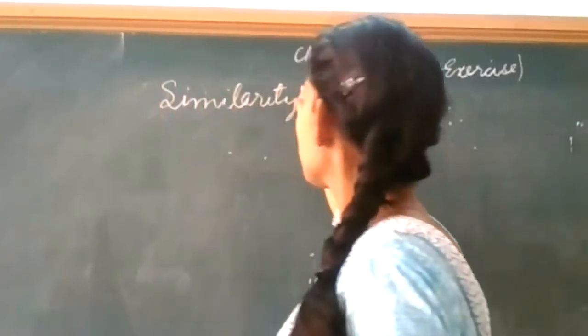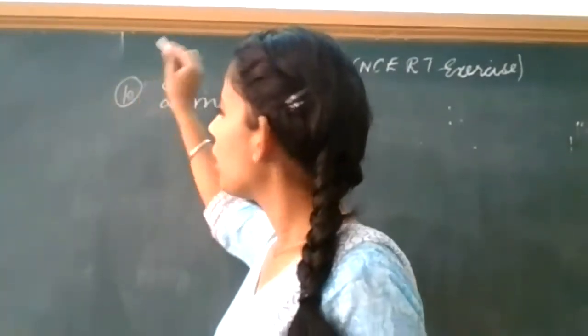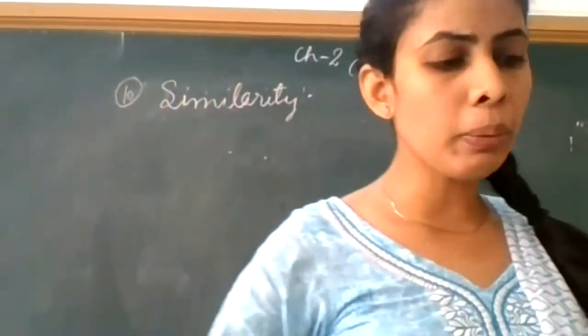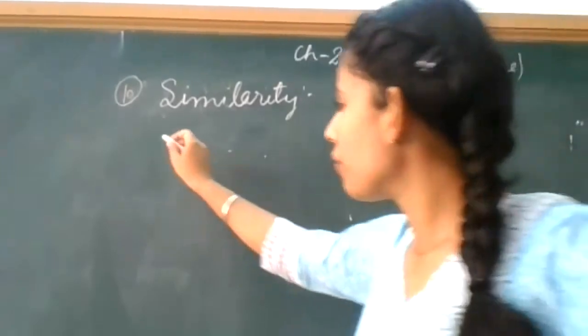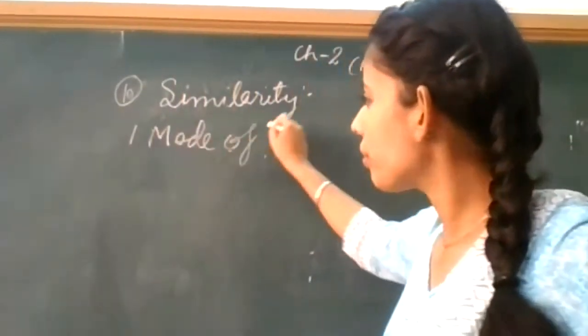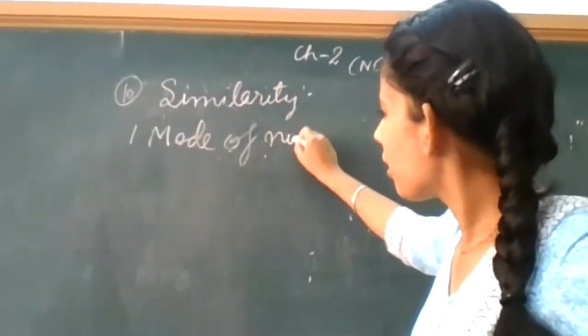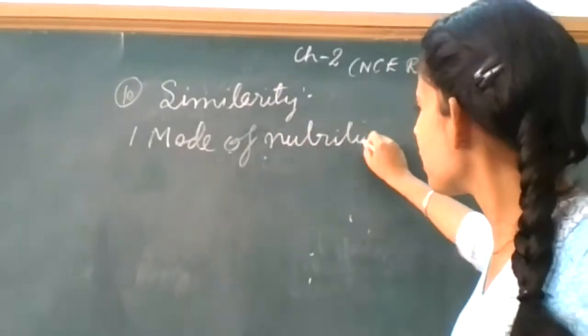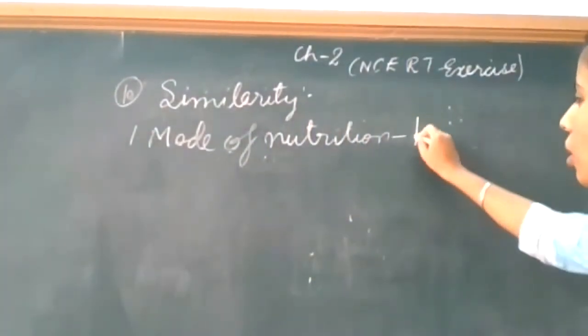So it is answer number 10, similarity between the amoeba and the human being. I told you that the first point will be nutrition. Both take food and perform holozoic nutrition. The mode of nutrition is the same in both, and it is holozoic.